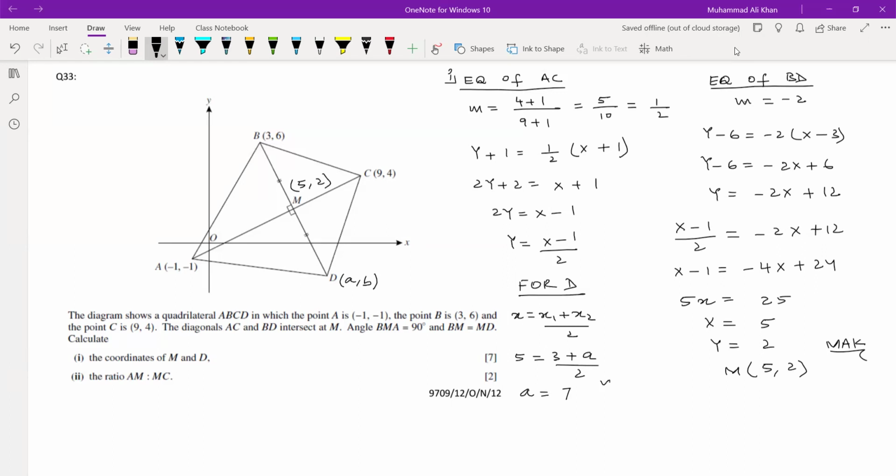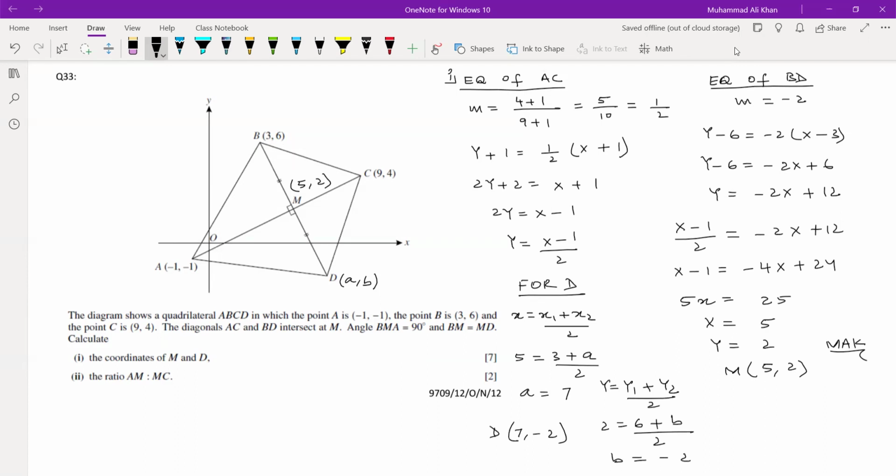And after that, y equals y1 plus y2 by 2. What is the value of y? The value of y is 2. What is y1? y1 is 6. What is y2? It is b divided by 2. The value of b is 2 twos are 4, minus 6 is minus 2. So the coordinates of D are 7 and minus 2. Are you clear? Any confusion? Clear, boys? Girls, clear? That's great.